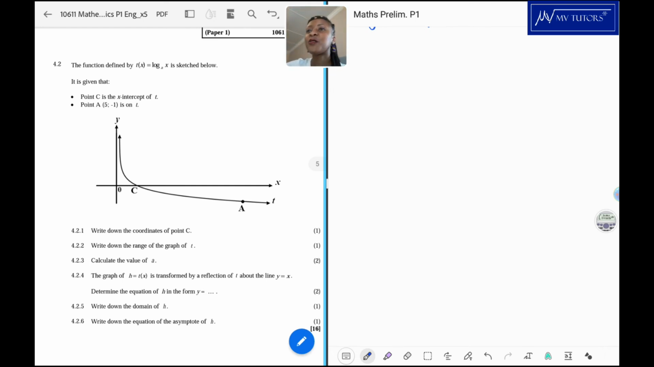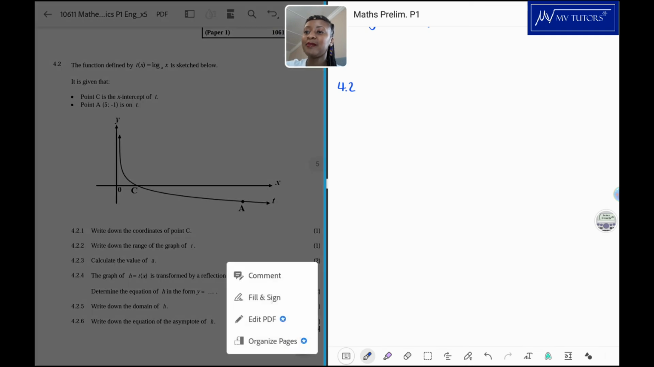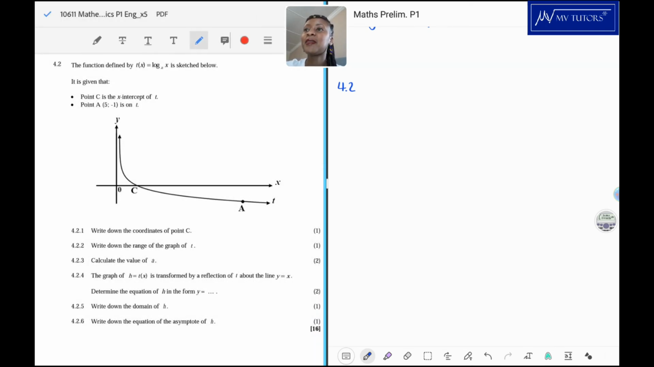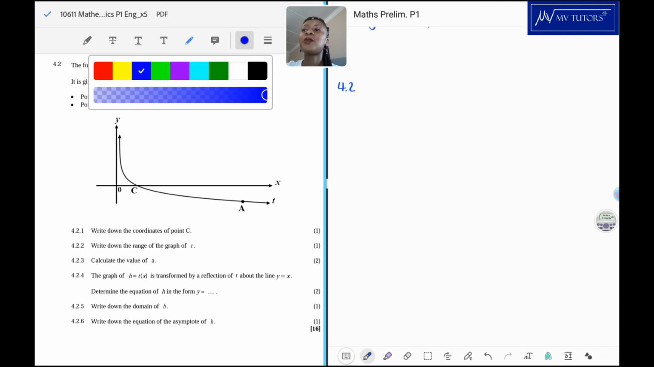So I thought I was done with question 4 until I scrolled up and saw I am not done. This is a continuation of question 4. Alrighty, so 4.2, we have a function defined by t, which is log base a of x. If you want to know, just for interest's sake, this is a log graph. So before that, there was an original graph.